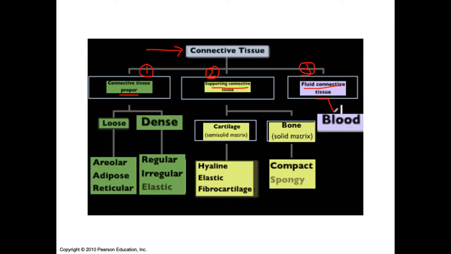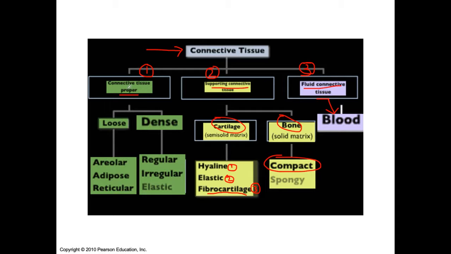So when we think of fluid connective tissue, that's going to be blood. When we think of supporting, we have to talk about bone and cartilage. And when I talk about bone, we're going to be talking primarily about compact bone because there are some unique features regarding compact bone. And when we talk about cartilage, we'll talk about the three different types of cartilage: hyaline cartilage, elastic cartilage, and the third type, fibrocartilage, which happens to be the strongest type of cartilage in the human body.